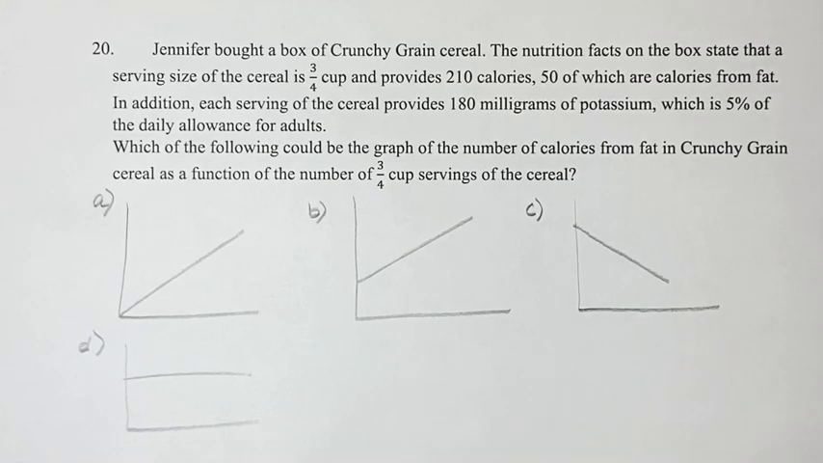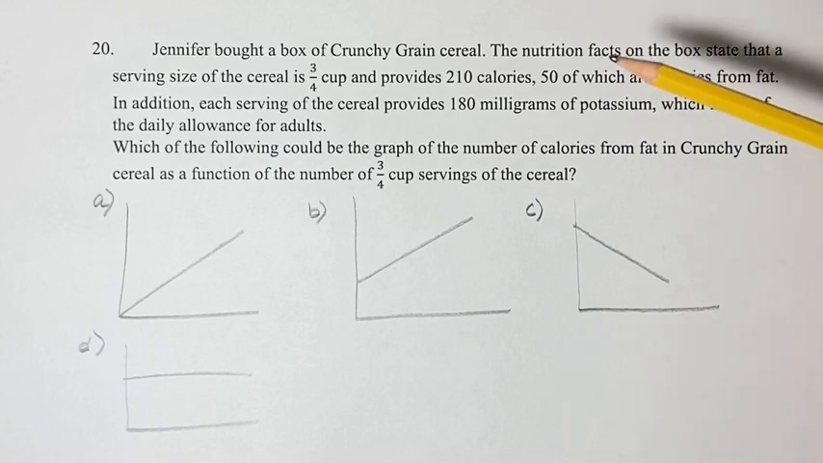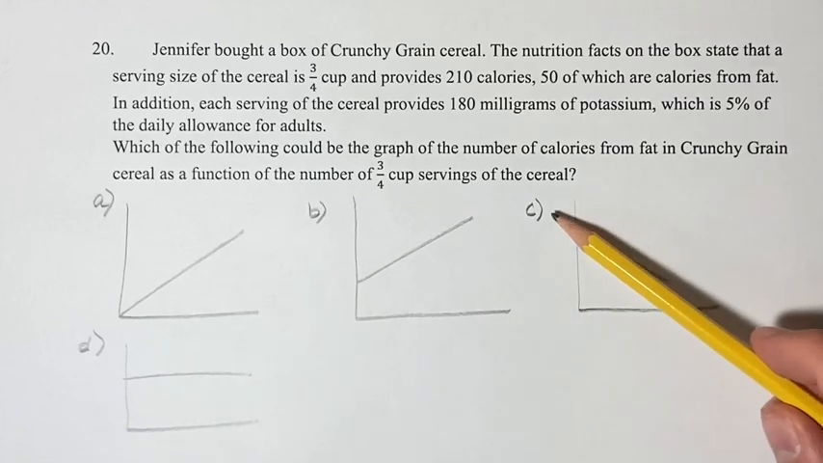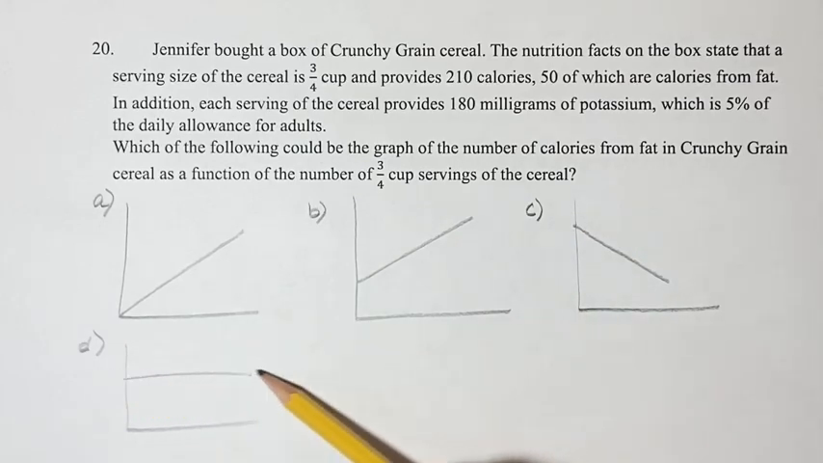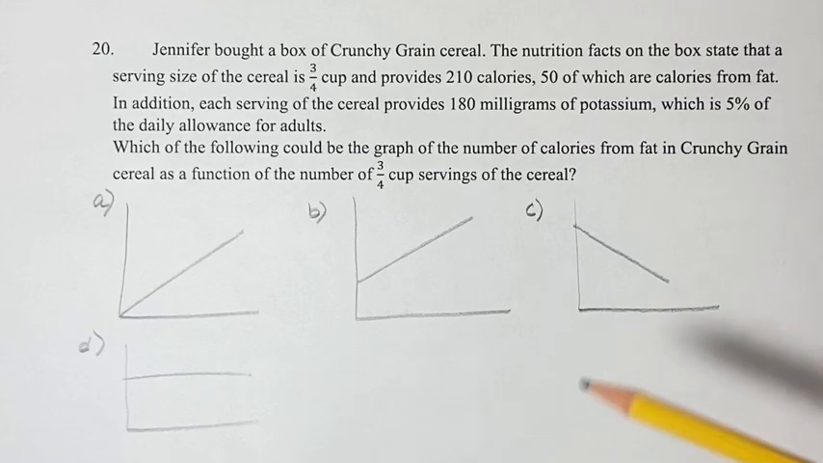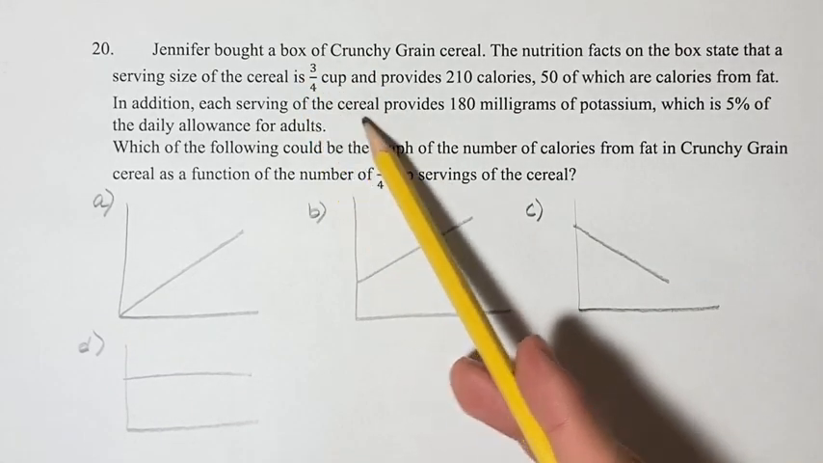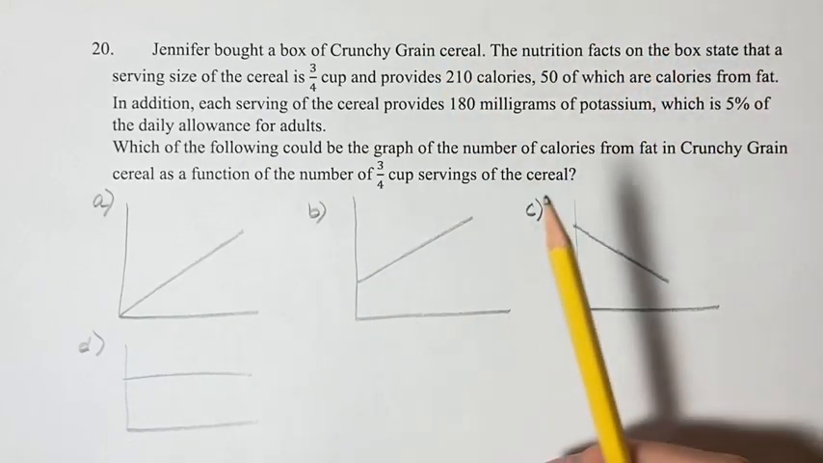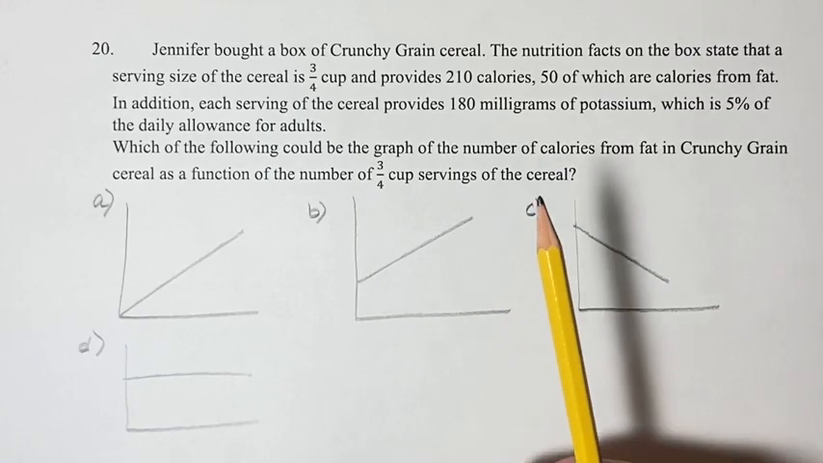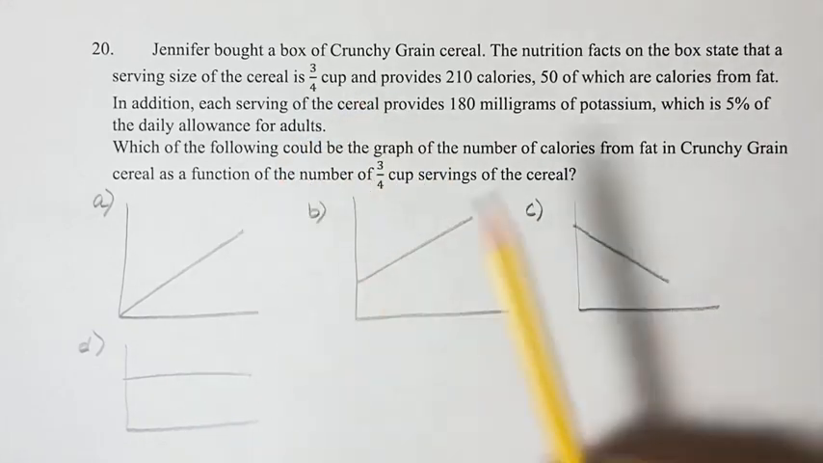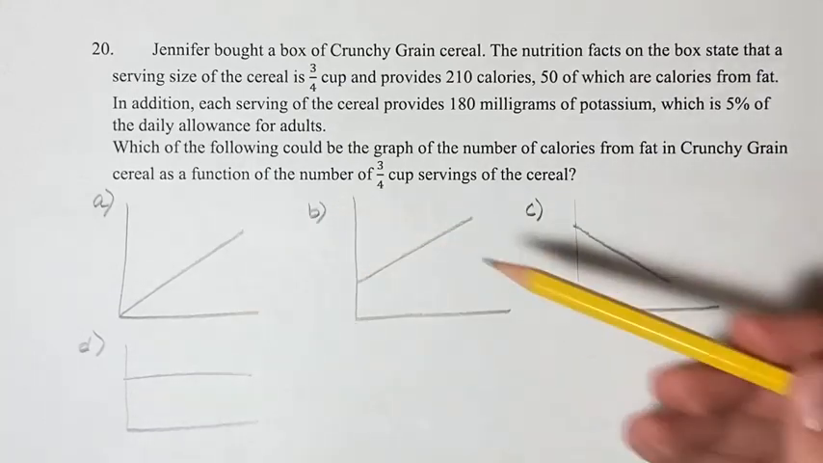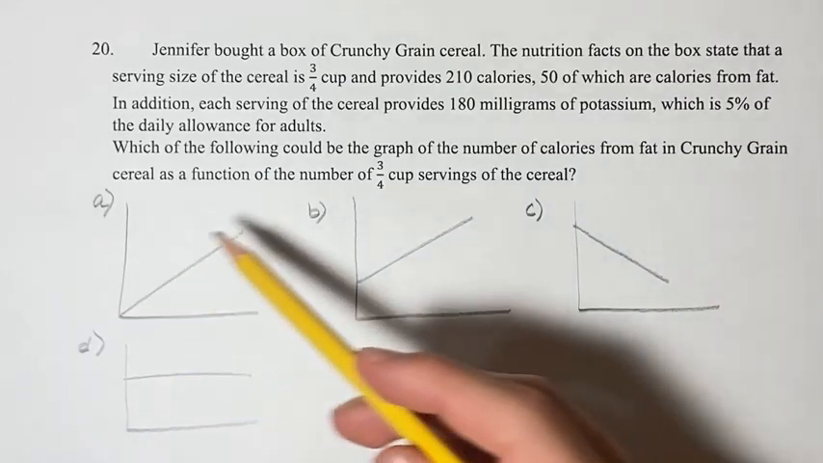So what is the relationship between the number of calories from fat and servings? Is it a positive relationship like in A and B? Is it a negative relationship like in C? Or is it a constant relationship? As the number of cups goes up, as we have more and more of the cereal, the calories are going to go up. So we're looking for this to be increasing. As one variable goes up, the other goes up. If you have 0 cups, that's going to be 0 calories. And if you have 30 cups, that's going to be a ton of calories. So the only two graphs out of our 4 that represent this are A and B.